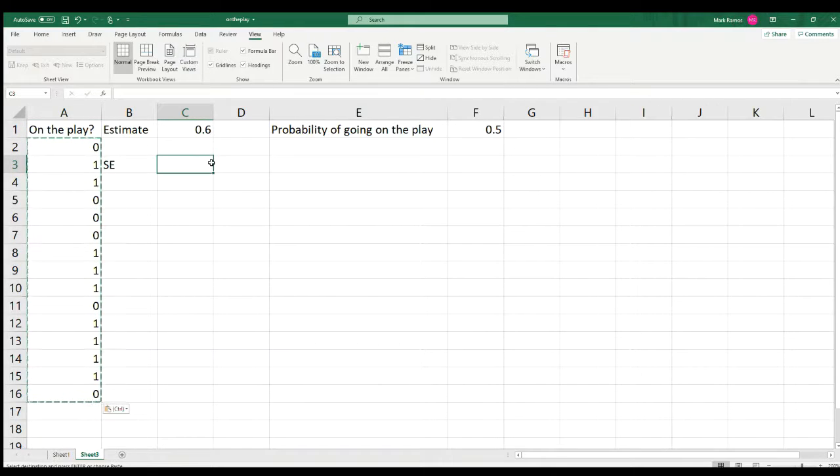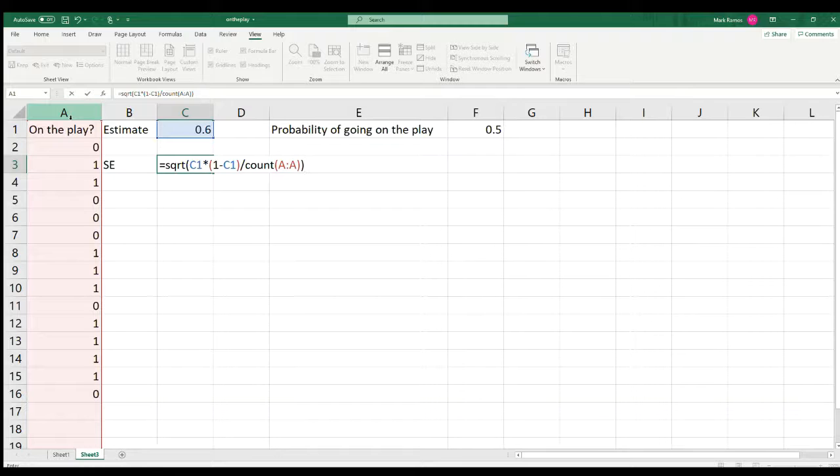So we want to compute the standard error. That's the square root of this number multiplied by 1 minus that number divided by the sample size. And you can look up these formulas. All right, so that is our standard error.